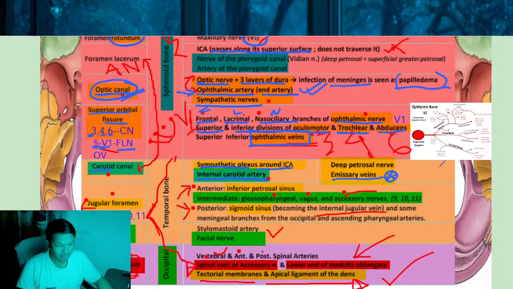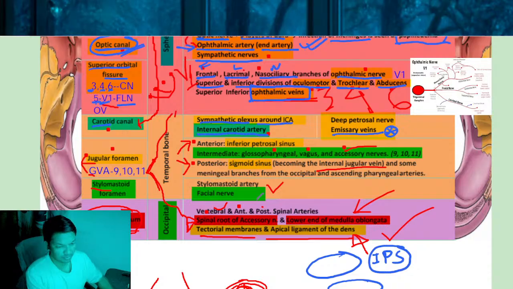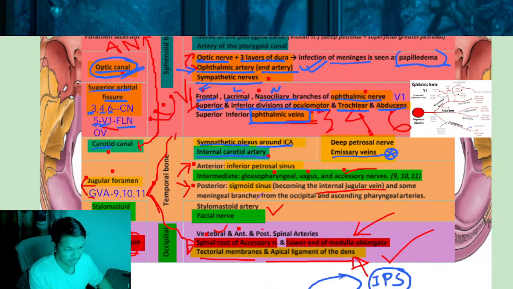Let's consider carotid canal content: sympathetic plexus for the internal carotid artery, internal carotid artery, emissary vein, and deep petrosal nerve. And jugular foramen: anteriorly inferior petrosal sinus, posteriorly sigmoid sinus, and in the middle glossopharyngeal, vagus, and accessory nerves.